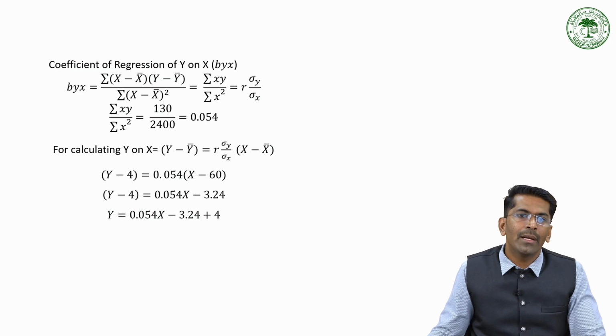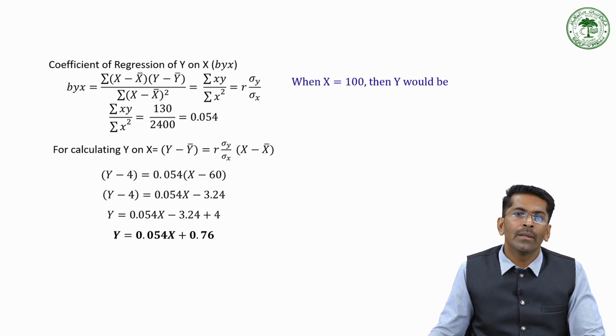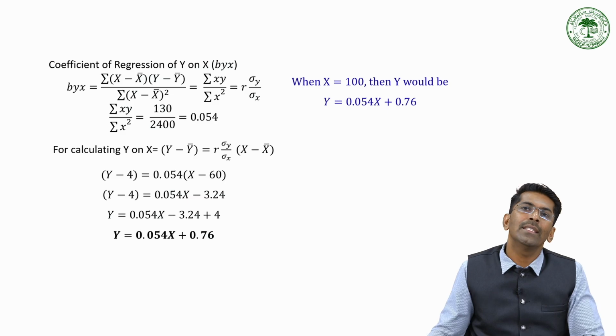Then simplify it by isolating y, then y will become 0.054x plus 0.76. So this is the intercept term, this is the slope term, x is the independent variable, and y is the dependent variable. Now by using this information, our question is what is the value of y if x is equal to 100? So we are going to calculate by substituting the value x is equal to 100 in the regression equation, y is equal to 0.054x plus 0.76.